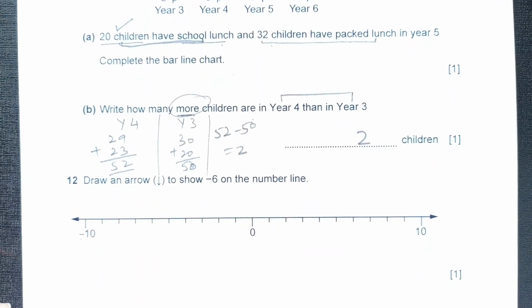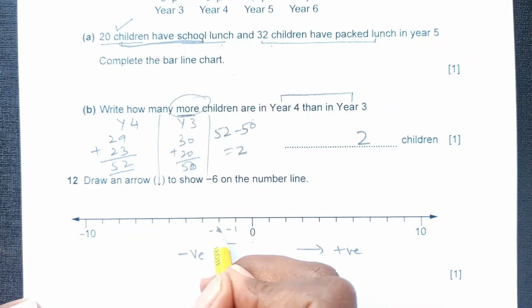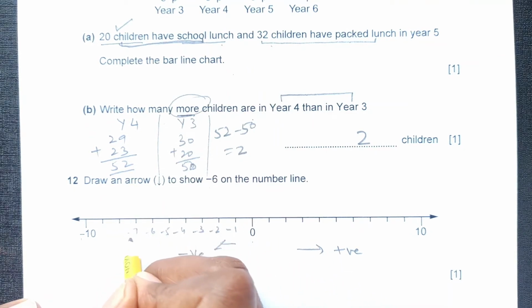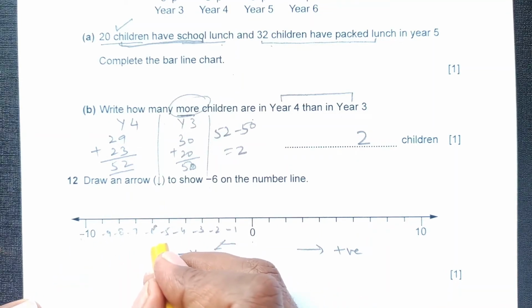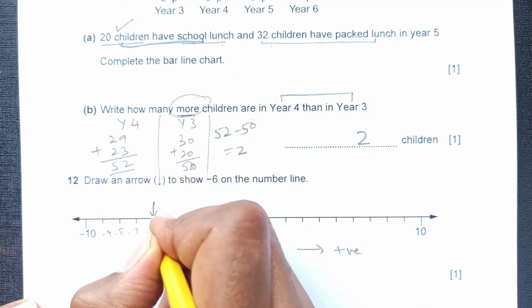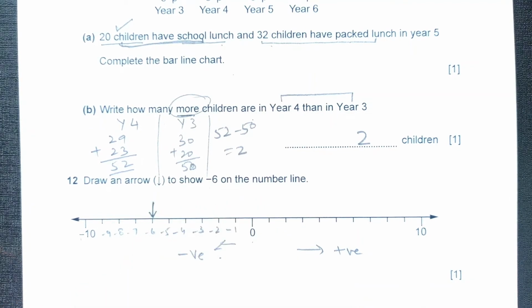So now number 12, draw an arrow to show -6 on the number line. So you can see we have 0 here, and this side we will have all positive numbers, and this side we will have all negative numbers. So this is -1, -2, -3, -4, -5, -6, -7, -8, -9, -10. So -6 is here. So we need to put an arrow for that. So that's it.